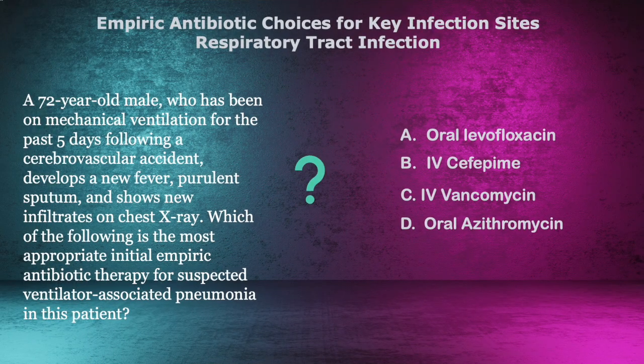A 72-year-old male who has been on a mechanical ventilator for the past 5 days following a cerebral vascular accident develops a new fever, purulent sputum, and shows new infiltrates on a chest x-ray. Which of the following is the most appropriate initial empiric antibiotic therapy for suspected ventilator-associated pneumonia in this patient?